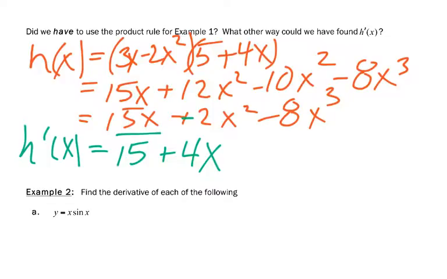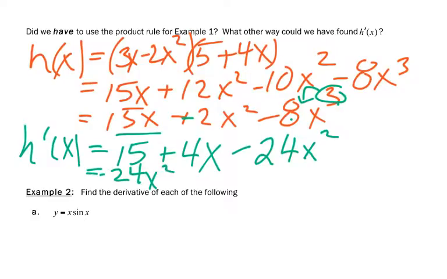And then here we have 8 times 3 because we're bringing the 3 down. So that's 24x squared. Is that the same result that we got before? Yes, it's just ordered differently. So if I wanted, I could rewrite it as negative 24x squared plus 4x plus 15. So in this case, both the product rule works to find the derivative, or you can expand the original function and then find the derivative using the sum and difference rules.